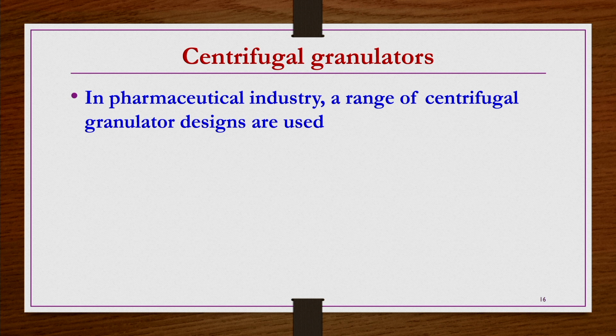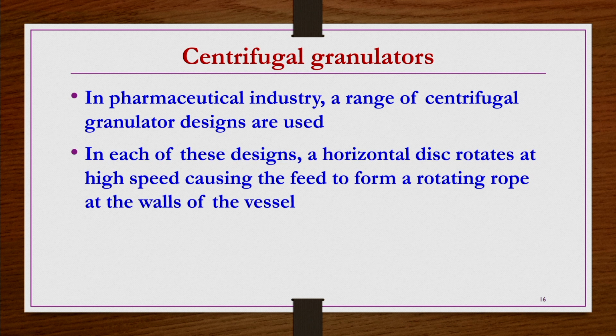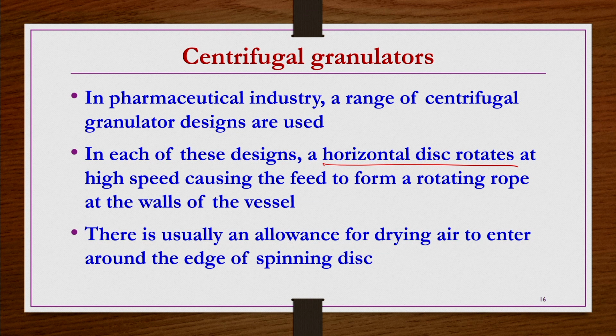They are extensively used in the pharmaceutical industry, and each of these designs has a horizontal disc which rotates at high speed, causing the feed to form a rotating rope at the walls of the vessel because of the centrifugal forces. We will see that schematic shortly. There is usually an allowance for drying air to enter around the edge of the spinning disc. So within these centrifugal granulators, we can also have a provision for drying of the granules.